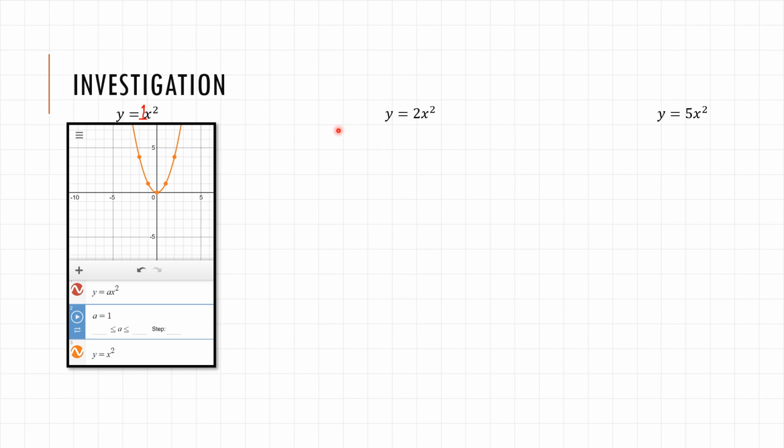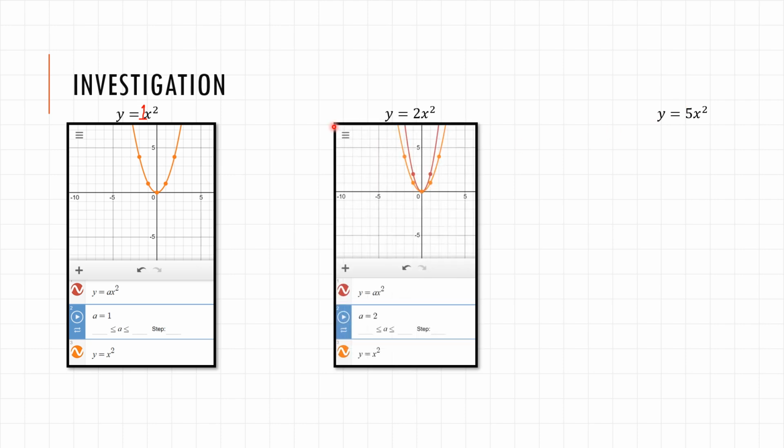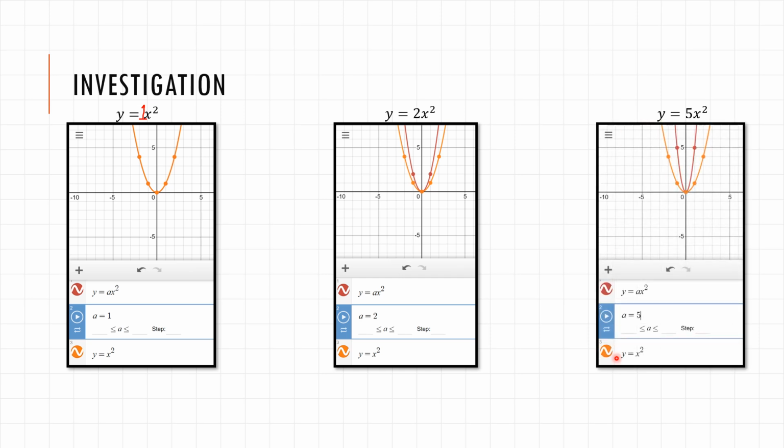Okay, let's take that up. Here we can see the graph of y equals 2x squared. So the value of a here is 2, and this is the red graph. The graph y equals x squared is still here in orange, but 2x squared is here in red. And when we continue that to graph 5x squared, it looks like this.